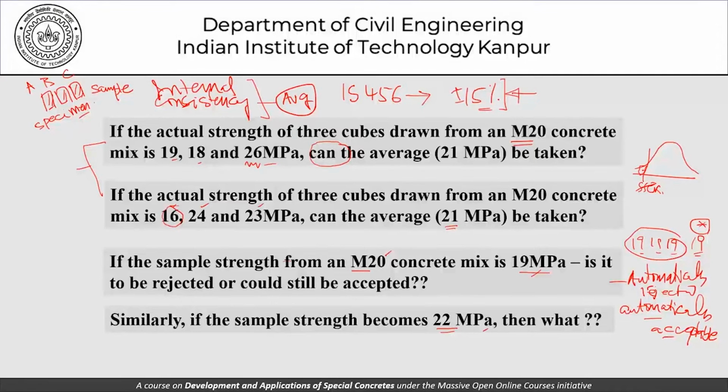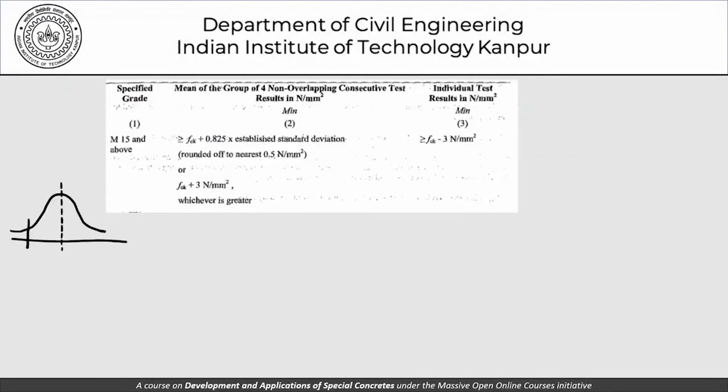The question is, is that strength acceptable to us? Now for that we need to go back to some kind of guidelines, and here are the guidelines that are available from IS 456, which is the Indian code. Now this Indian code tells us two criteria. One is the mean of the group of 4 non-overlapping consecutive test results in newtons per millimeter square should be greater than either this or this.